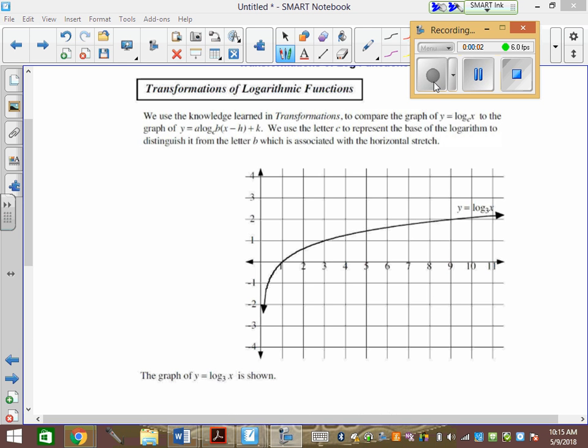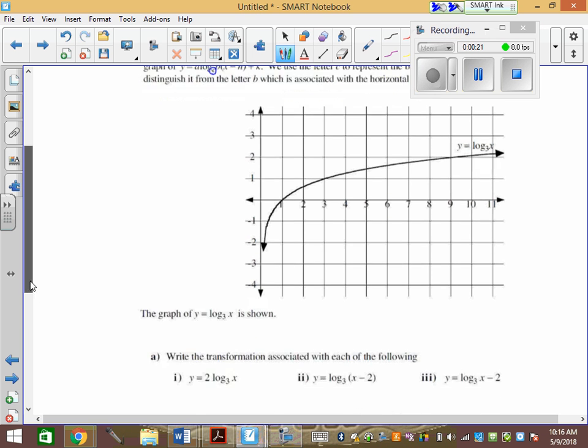So we use the knowledge and transformations to compare the graph of log base c of x to log base c of all this information. Just like an exponential, your base needs to be the same. In exponential, we had to have the same base. That didn't change anything, but we had to have those and everything else changed around it. Same thing here. Logs have to have the same base.